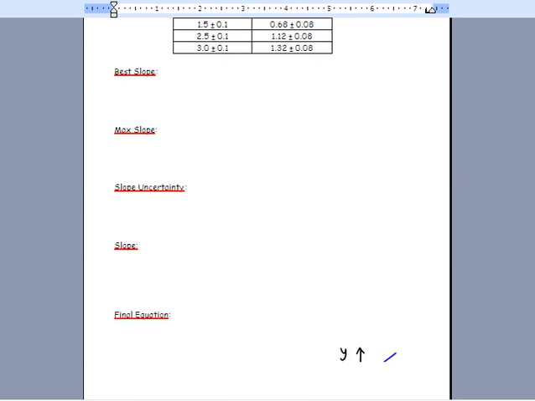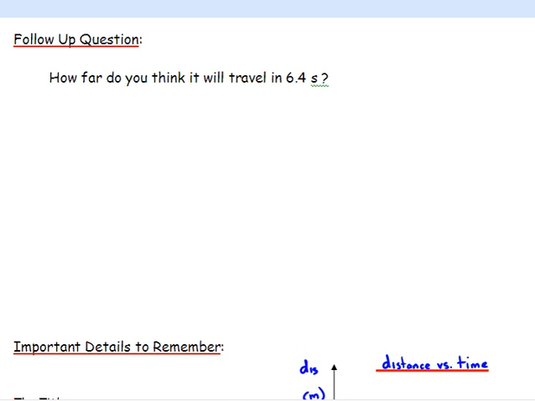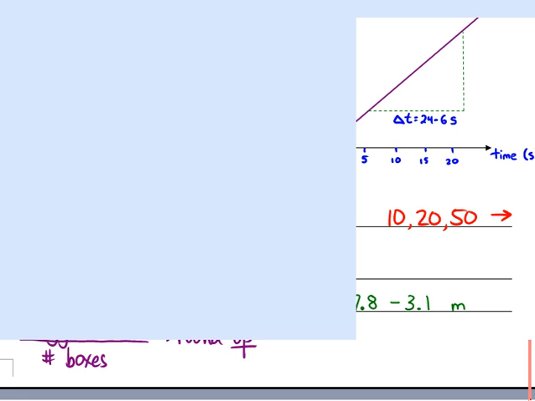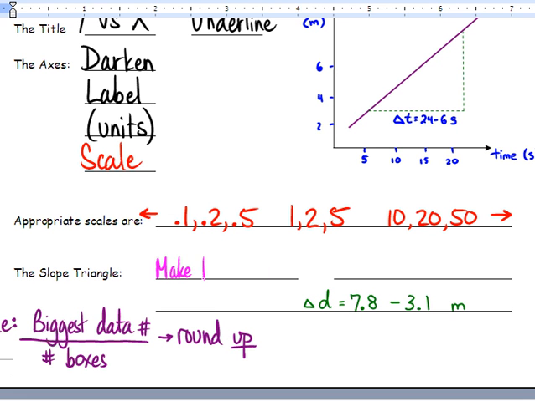All right, so let's scroll down and just put a couple of notes here about the slope triangle. So here's what we did for the slope triangles. We want to make them big. They should take up like half of your page at least. So don't bail out and do tiny ones. Make them huge. You need to make sure that you draw your own.